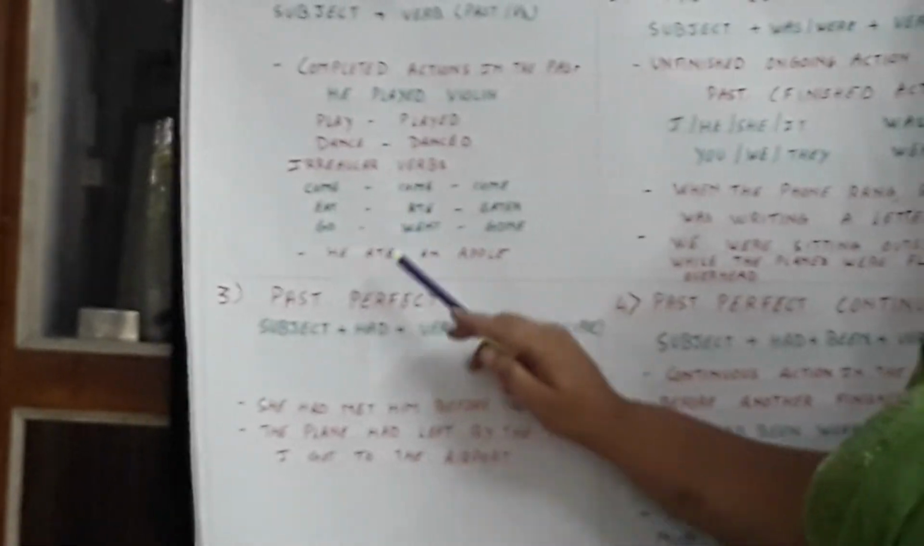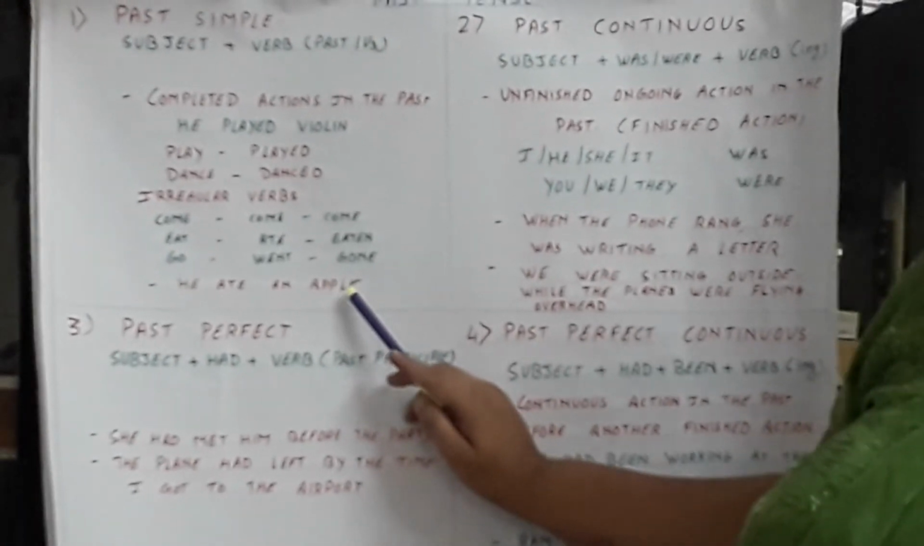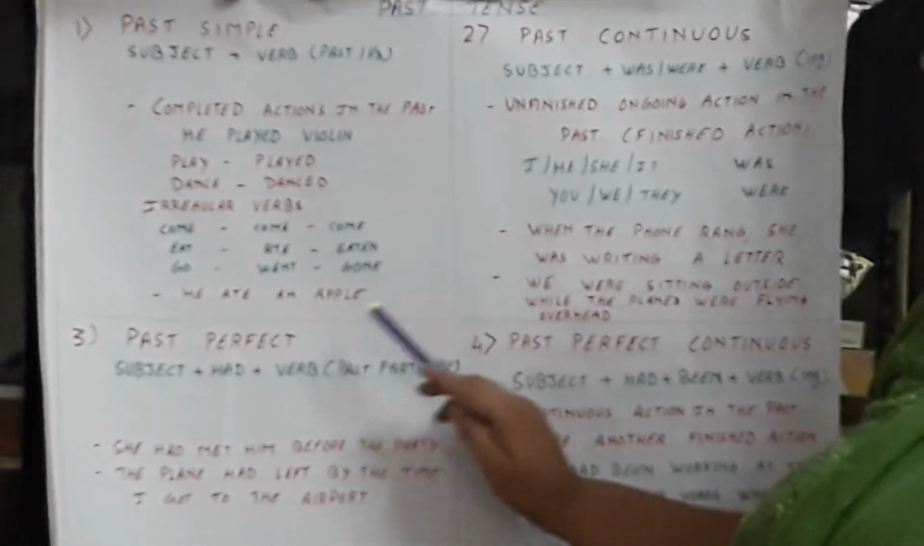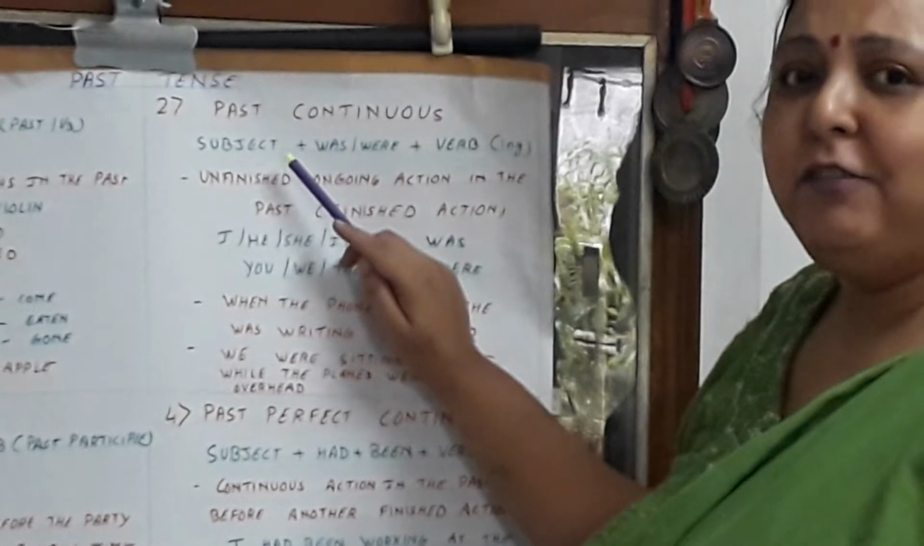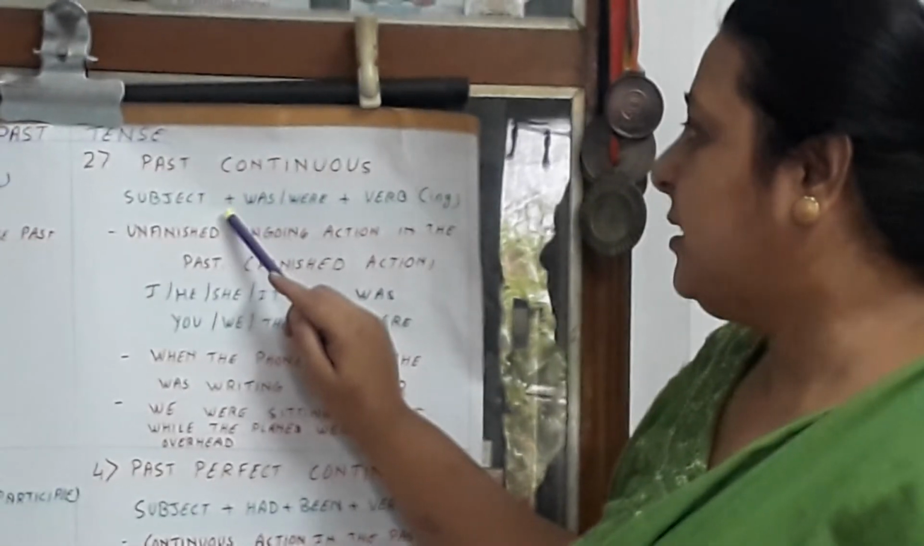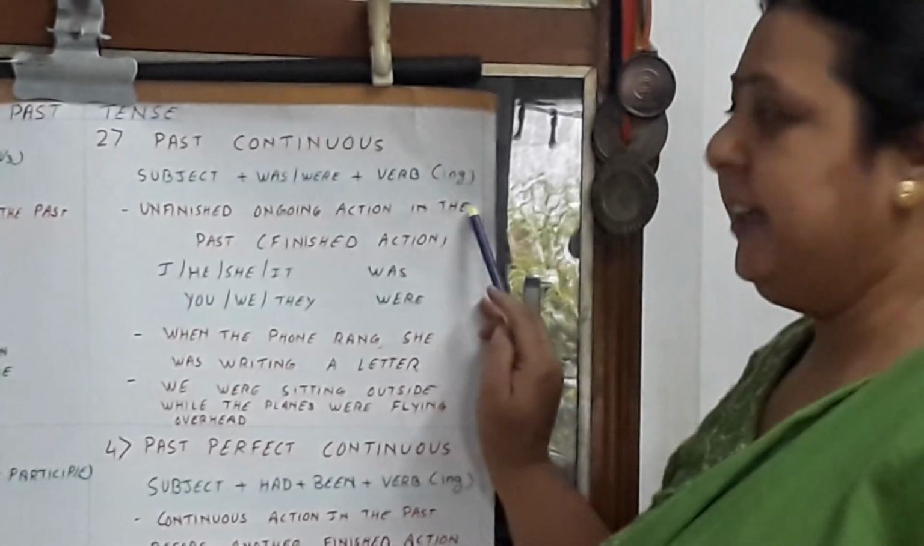For example, for simple past: he ate an apple. The action is already over. The action is completed. Next is past continuous. The formula for past continuous is subject plus was or were, depending on the subject, plus verb in the ing form.